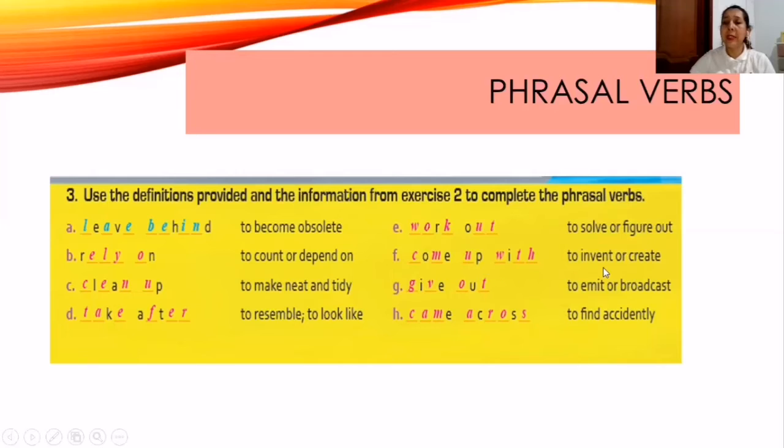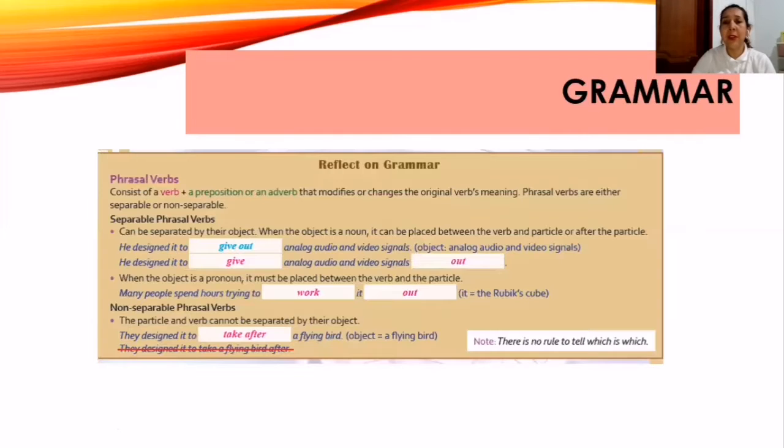Come up with is the same, to invent or create. Give out, to emit or broadcast. And come across, to find accidentally. So in this case, the methodology is grammar translation, especially so the students understand the correct meaning according to the context.